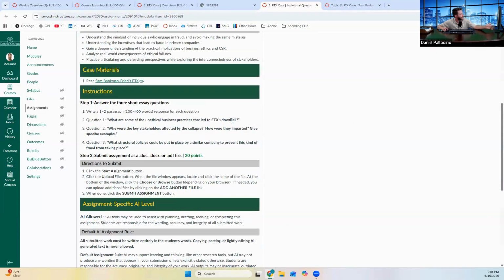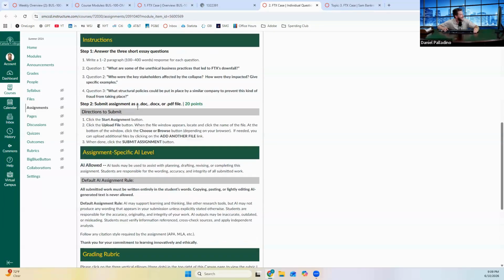What are some other unethical business practices that led to the downfall? Pay attention to what happened structurally within this company, the way it was structured, where there was essentially no oversight, which led to the collapse. So talk about that a little bit. Who were the key stakeholders? Stakeholders are anybody affected by the collapse. I'll let you get into that, but that could be the customers, the employees, the investors, the public at large. There are a lot of stakeholders in this case.